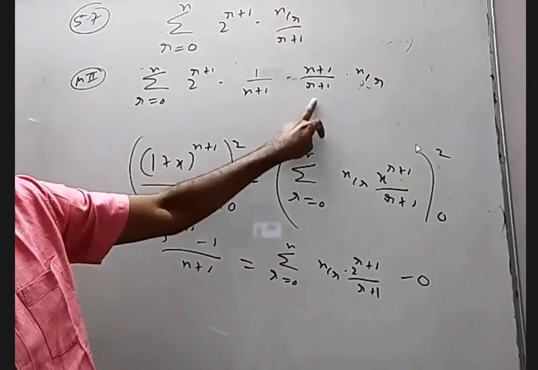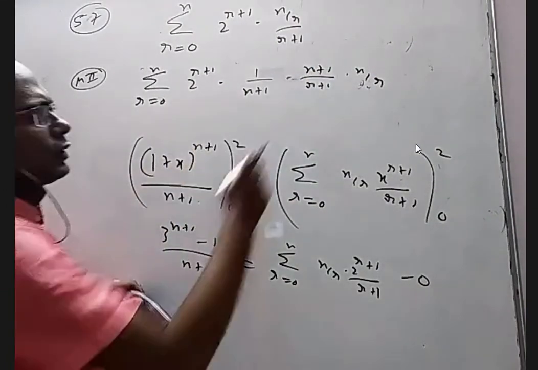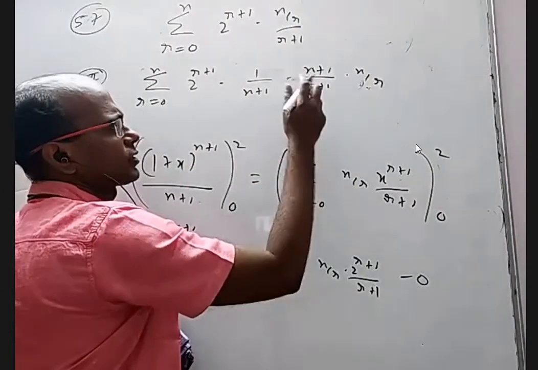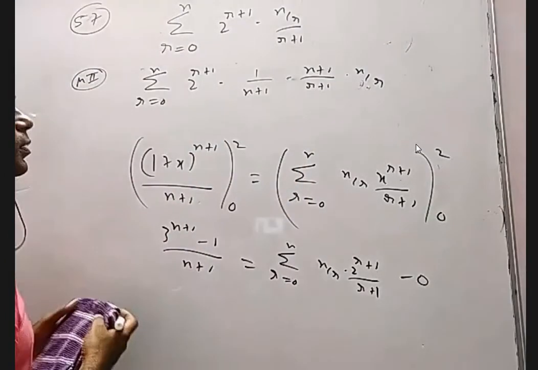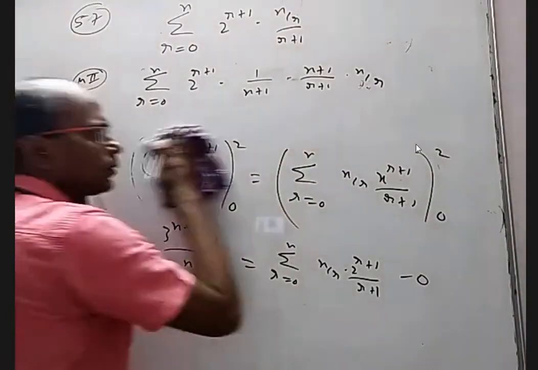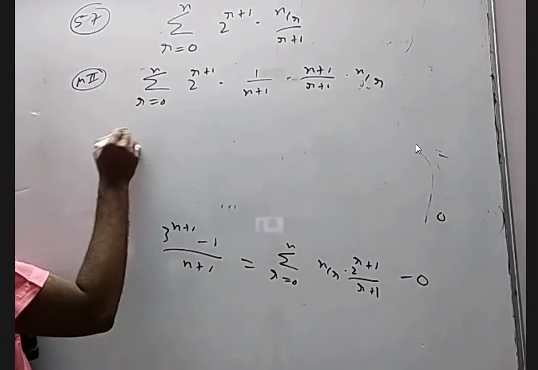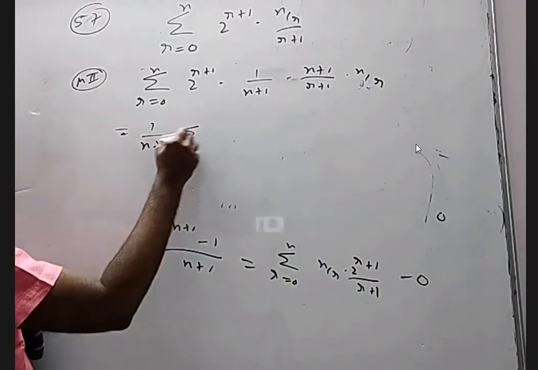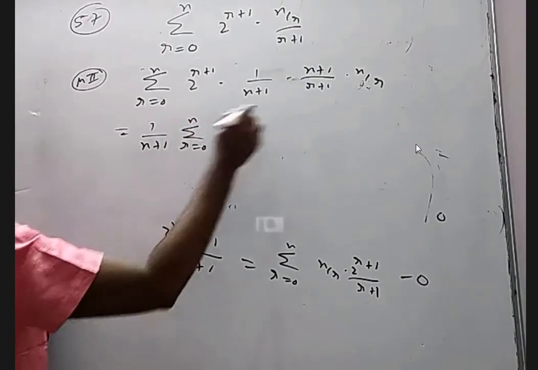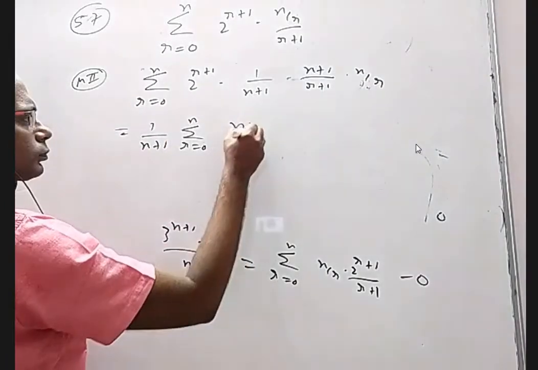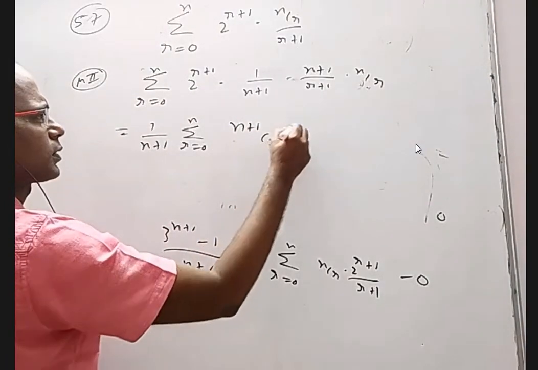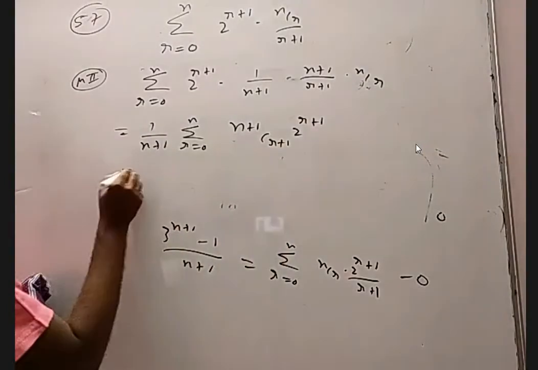Already r plus 1 is there. I multiply with n plus 1 and divide with n plus 1. For this there is 1 extra, for this there is 1 extra. So I can write n plus 1 C r plus 1. So this 1 by n plus 1 is out. Sigma r equal to 0 to n. This part is n plus 1 C r plus 1 into 2 power r plus 1.